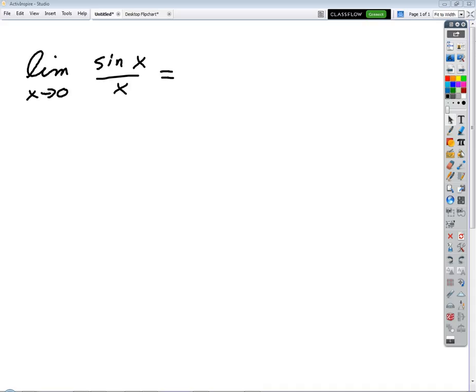All right, so here's the dilemma. We're going to look at some trig limits. So we gotta remember your trig here a little bit. Don't remember trig? Okay, it's been a while.